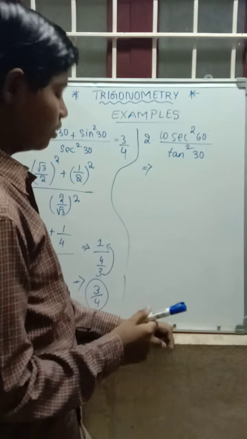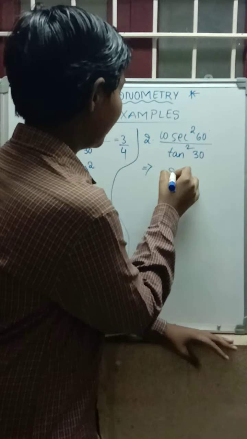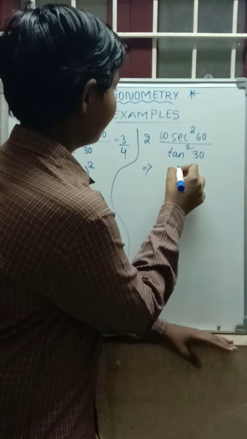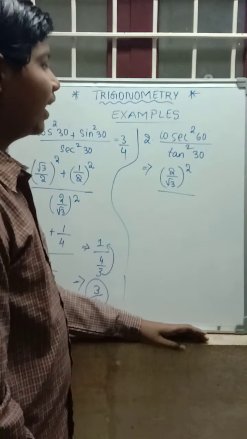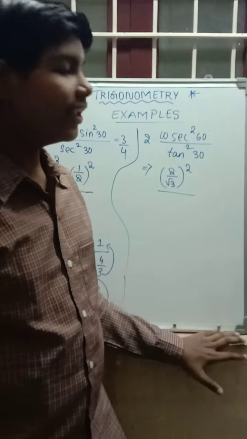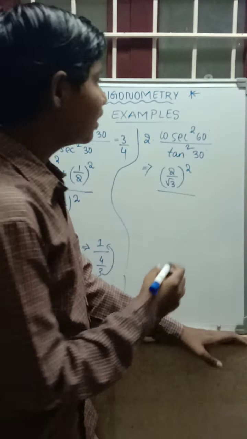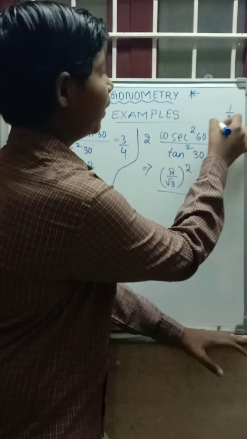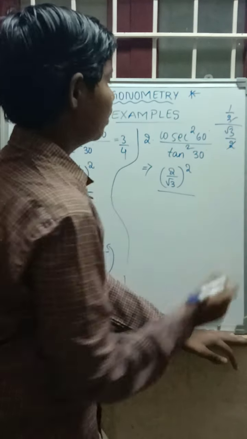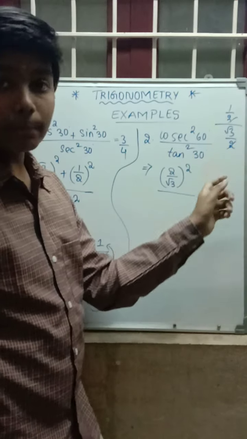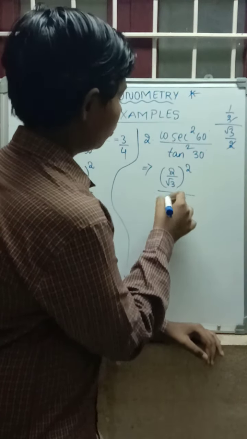Sin 60 is root 3 by 2, so 1 by root 3 by 2 is 2 by root 3. 2 by root 3 whole square by tan 30. Tan 30 we can take as sin theta by cos theta, sin 30 by cos 30. Sin 30 is 1 by 2 by cos 30 root 3 by 2. 2 cancels, so tan 30 is 1 by root 3. 1 by root 3 whole square.